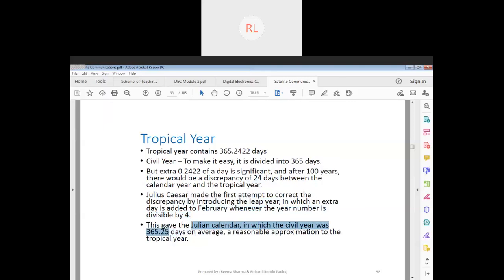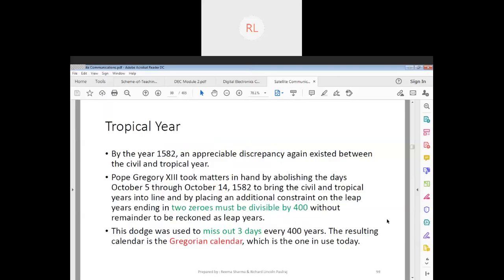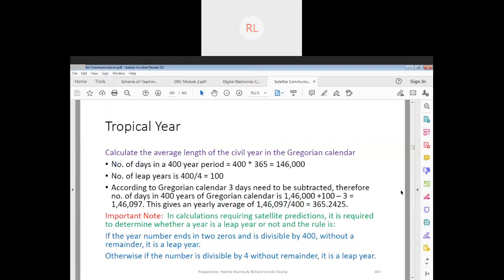There were a lot of attempts made by various astronomers and scientists who wanted to nullify this to zero. Julius Caesar made the first attempt to correct the discrepancy, the difference of these 24 days that is happening, by introducing something called the leap year, in which an extra day is added in February whenever the year number is divisible by 4. So 4, 8, 12, 16, 20. Whichever number is divisible by 4, we add one extra day in the month of February. This was introduced by Julius Caesar.